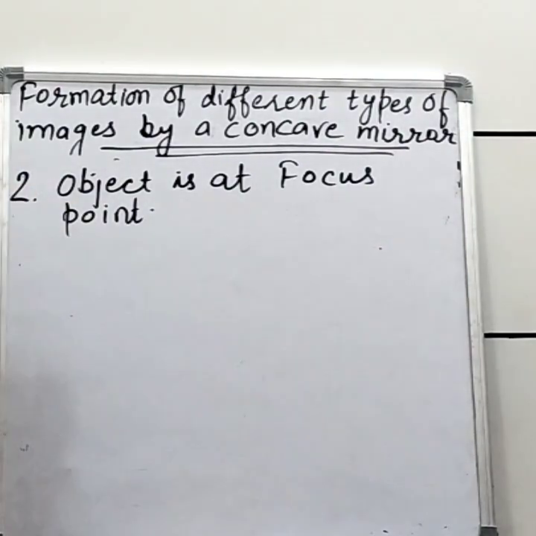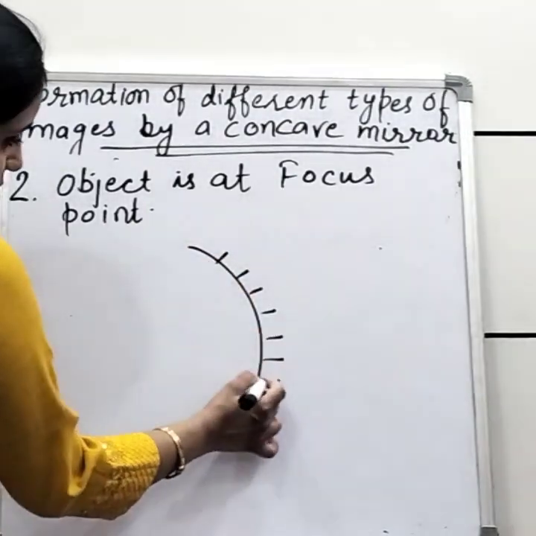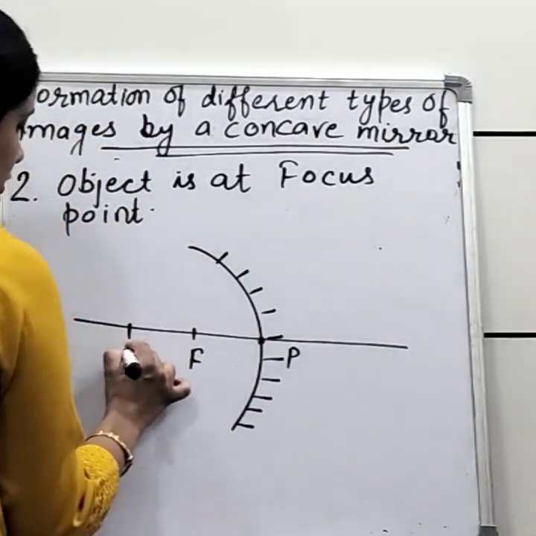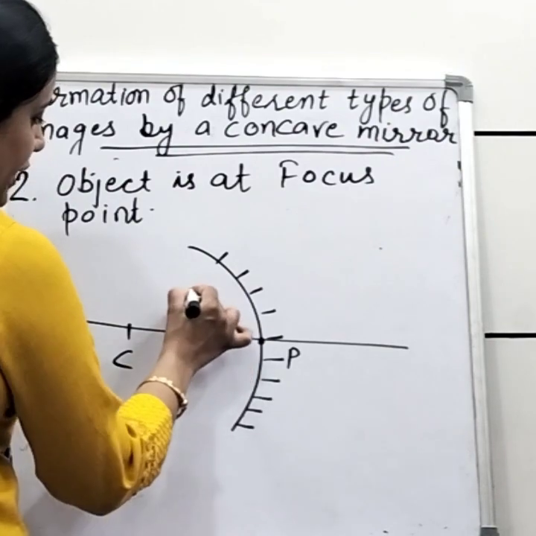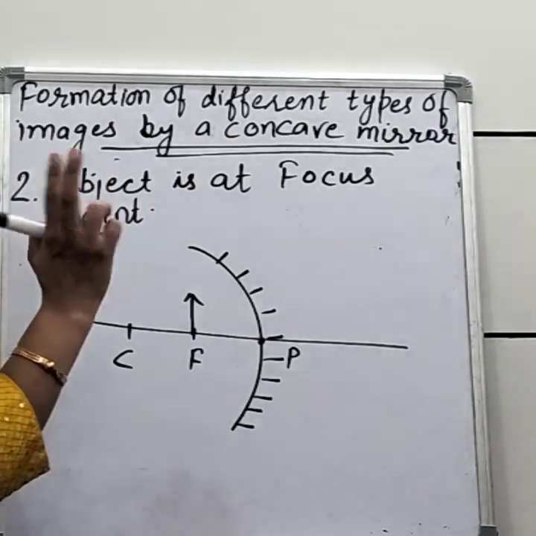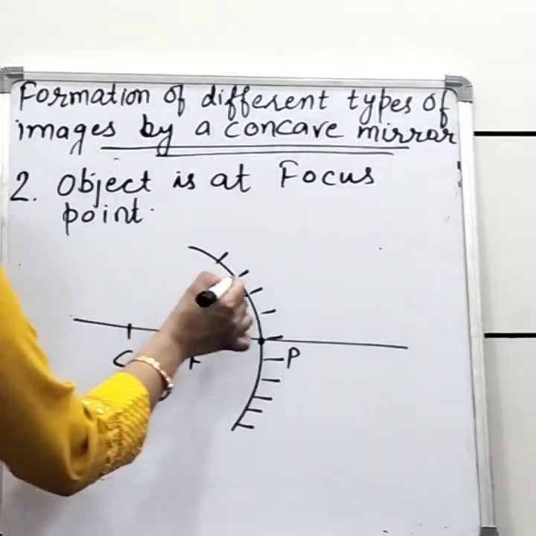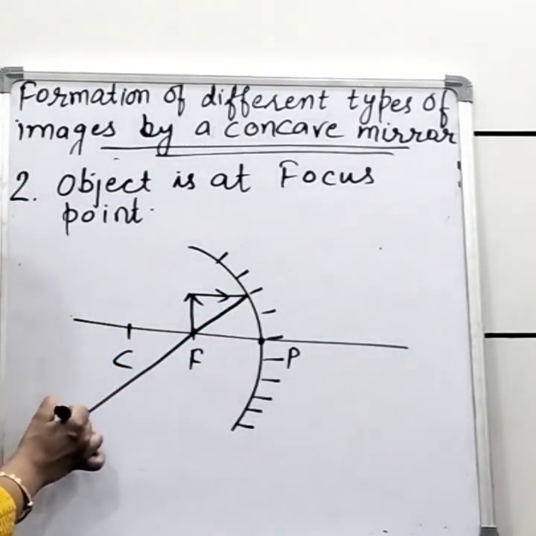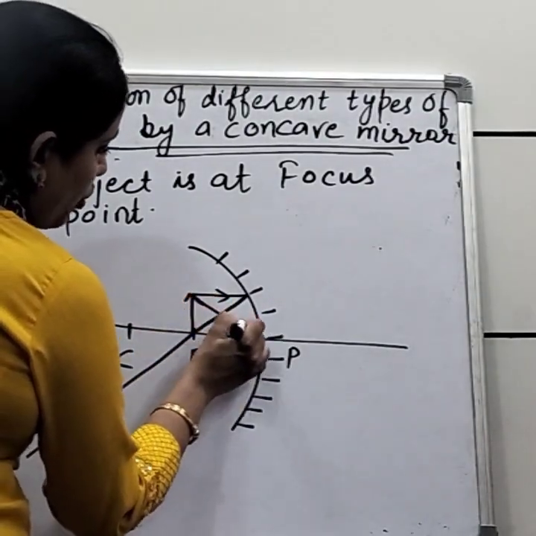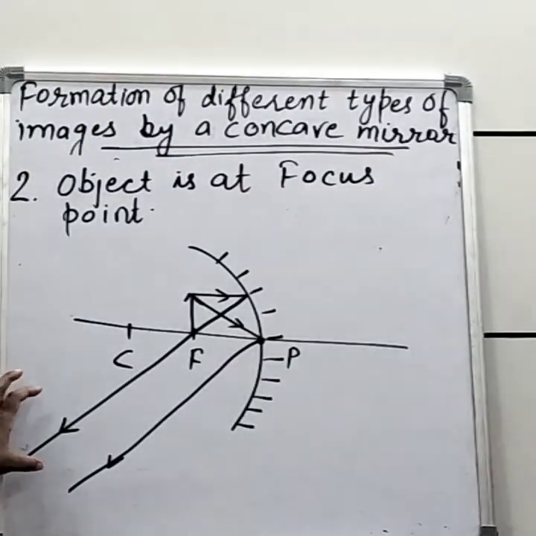Second, when the object is at the focus point. Pole, focus, center of curvature. When we place the object at the focus point, how is the image formed? Firstly, we require any two rays to form the image. First is parallel to the principal axis, then according to the rule, after reflection, it will go through the focus point. And second, when the light ray is incident at the pole at some angle, it will reflect at the same angle. We see that these two radiations are parallel to each other.